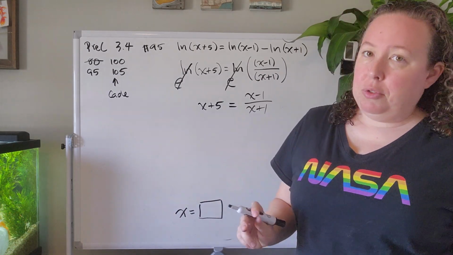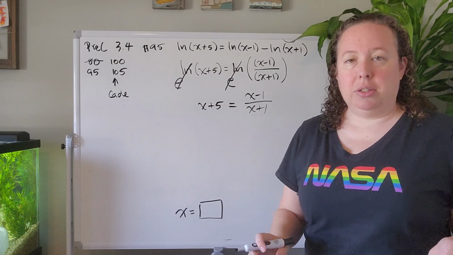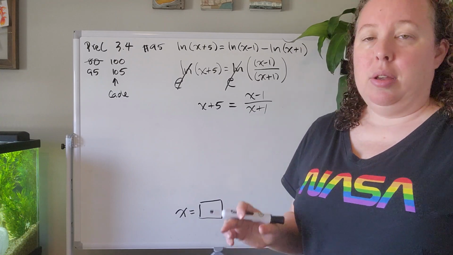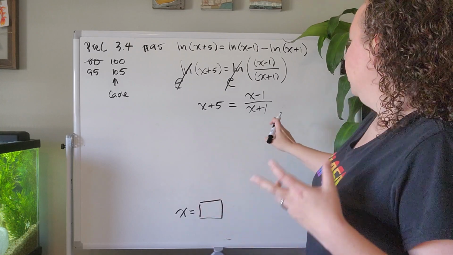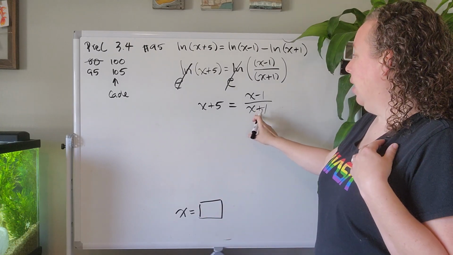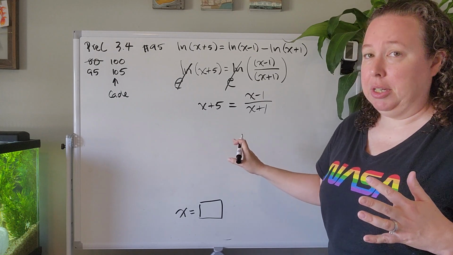Okay, so we've solved one big problem. We've gotten rid of the logs. However, other challenges have introduced themselves. Primarily right now, we've got our variable in the denominator, which is the last place that we want it to be.